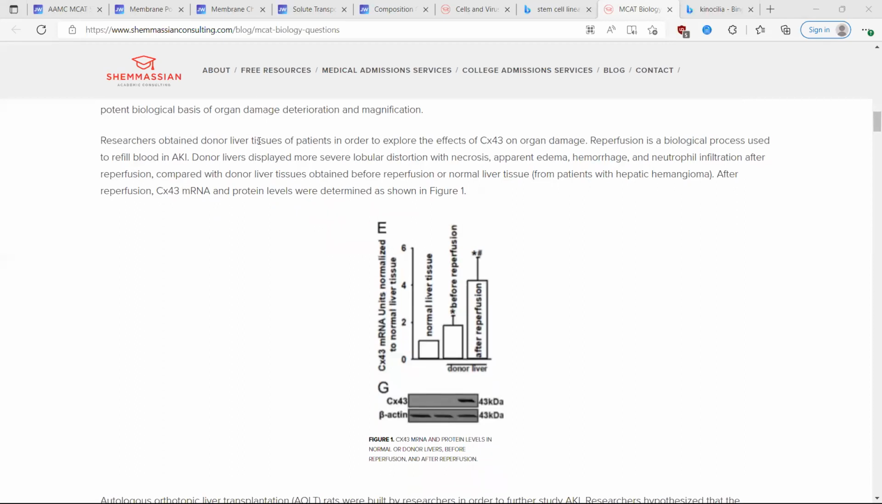Researchers obtained donor liver tissues of patients in order to explore the effects of CX43 on organ damage. Reperfusion is a biological process used to refill blood in AKI. Donor livers displayed more severe lobular distortion with necrosis, apparent edema, hemorrhage, and neutrophil infiltration after reperfusion, compared with donor liver tissues obtained before reperfusion or normal liver tissue from patients with hepatic hemangioma. After reperfusion, CX43 mRNA and protein levels were determined as shown in Figure 1.